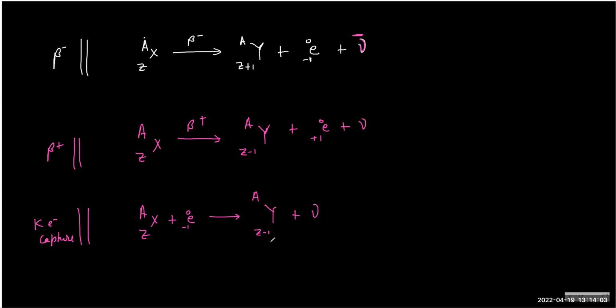And what you need to write next is, can you write a Q value for each case? I want you guys to write the Q value for each case. Then you can match with my answer. So write the Q value for every reaction. What is Q of beta minus, Q of beta plus and Q of K electron capture? Okay.